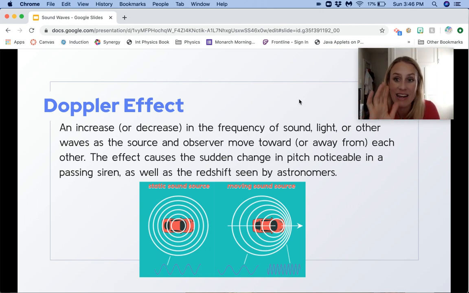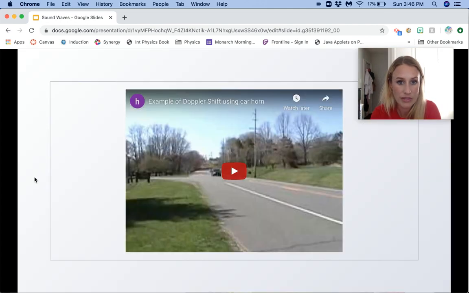All right, and I'm actually going to show you an example. So here's an example of the Doppler shift using a car horn.